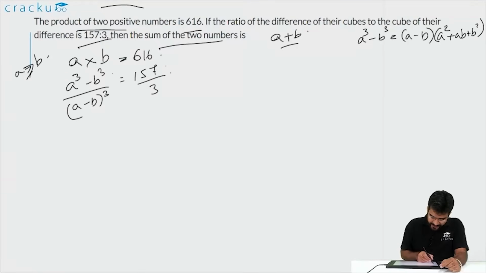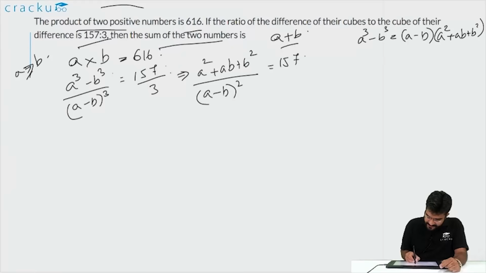a is clearly not equal to b, because otherwise the denominator is not defined. So if you simplify the second equation, this will be (a square plus ab plus b square) by (a minus b) whole square is equal to 157 by 3. Now let us assume that a square plus b square is equal to k. Why are we assuming this? It will just simplify the simplification. It will make it easier.